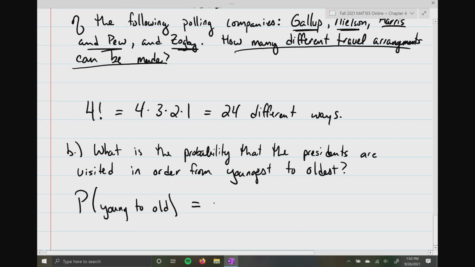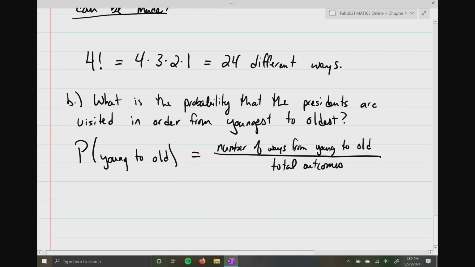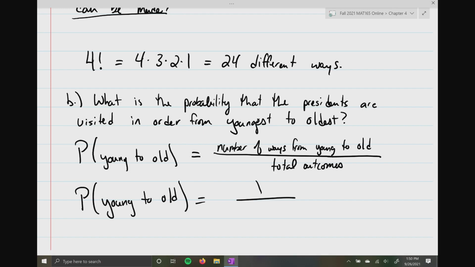So let me go ahead and write that out. Number of ways from young to old divided by the total sample space or total outcomes. Well, there is only one way that you can arrange these presidents from young to old. So there's only one way you can do that. And how many total outcomes are there? Well, how many different ways can you pick travel itineraries? Well, in this case, it's going to be 24. So if you just do the math, 1 divided by 24 is approximately 0.042, or we'll just call it 4.2%. So the probability that the trip that you picked just happens to be youngest to oldest is 4.2%. Likely not going to happen.